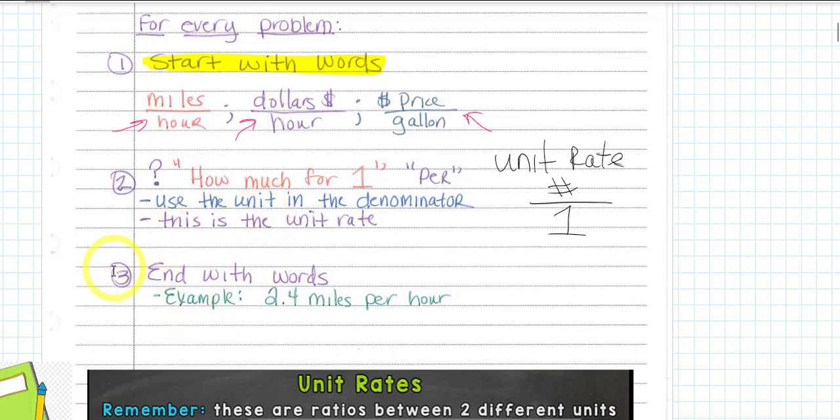Okay? And number 3, we're going to make sure that we end with words. So just like we begin organizing the problem with the words, that organization is going to help us make sure that we're ending every problem using the words. So for instance, here's an example. After we do our calculation, we might find that it's 2.4 miles per hour. So we're going to end with words. Okay.